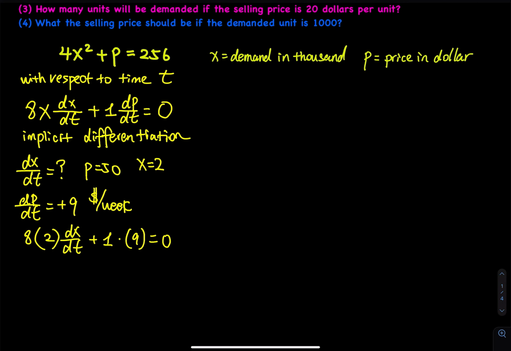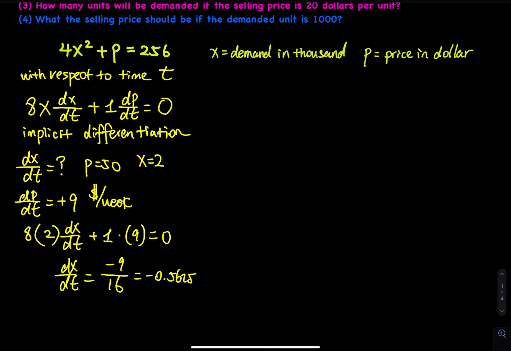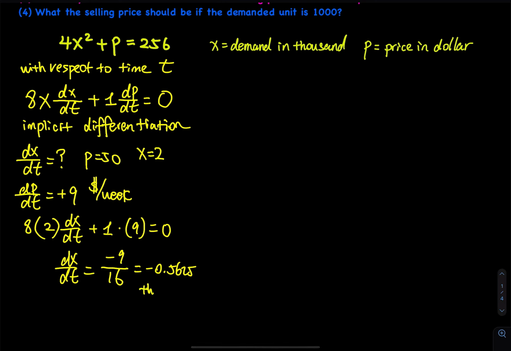All right, let's solve for dx/dt. So we have a 16, and then this is a 9. So first we subtract 9 on both sides, and then we divide both sides by 16. So this is equal to negative 0.5625, and then the unit is in 1,000 units per week. So 1,000 units per week.